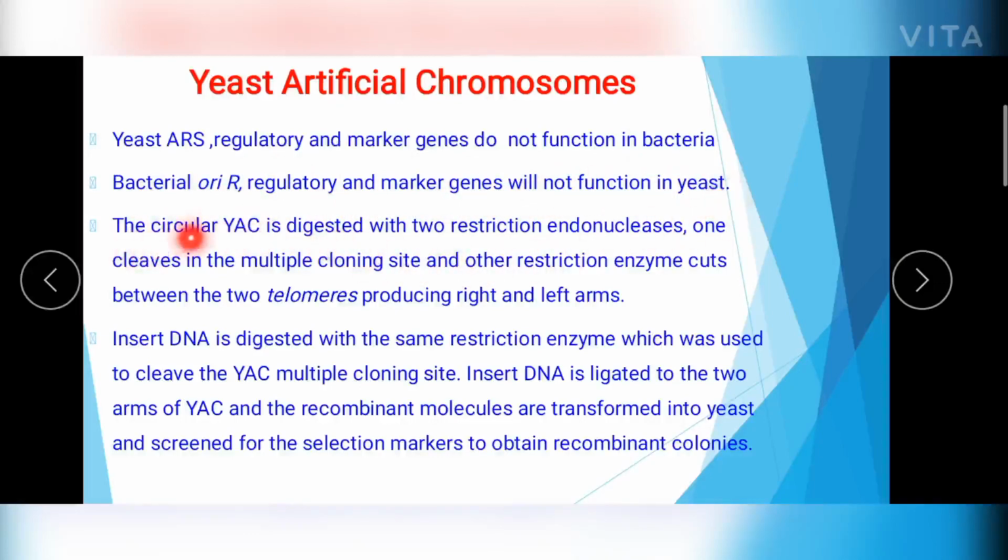So in this manner, the YAC acts as a shuttle vector. Whenever it is propagated in a bacterial cell, all the yeast genes are in an inactive condition. When it is propagated in a yeast cell, the bacterial segments are inactivated.